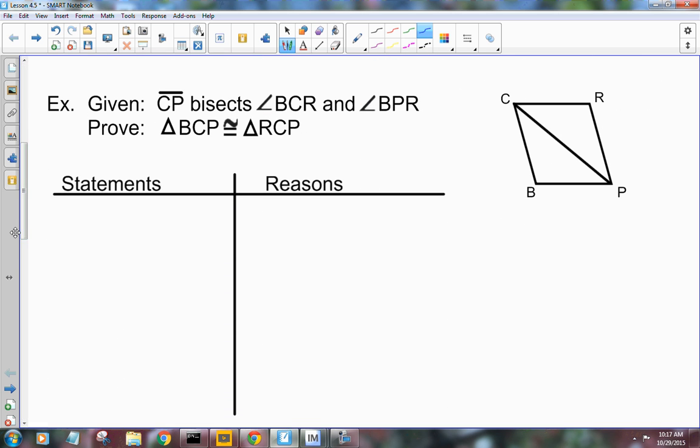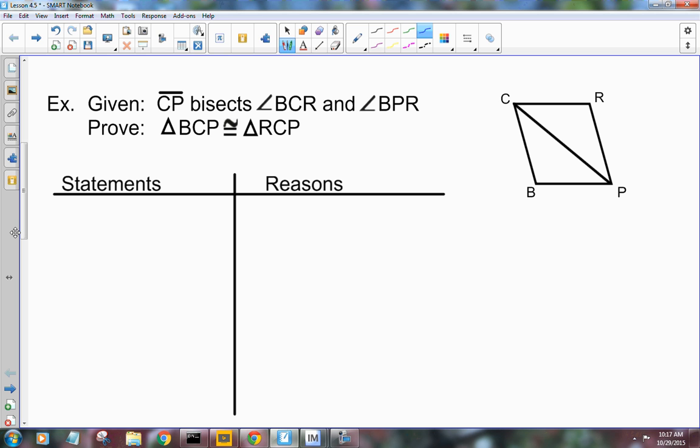So here's an example. CP bisects angle BCR and angle BPR. We're trying to prove those 2 triangles congruent. Okay, so it's bisecting 2 different angles. What does it mean to bisect? Cut it in half, which creates 2 equal parts, right? In this case, it's going to be 2 congruent angles, right?